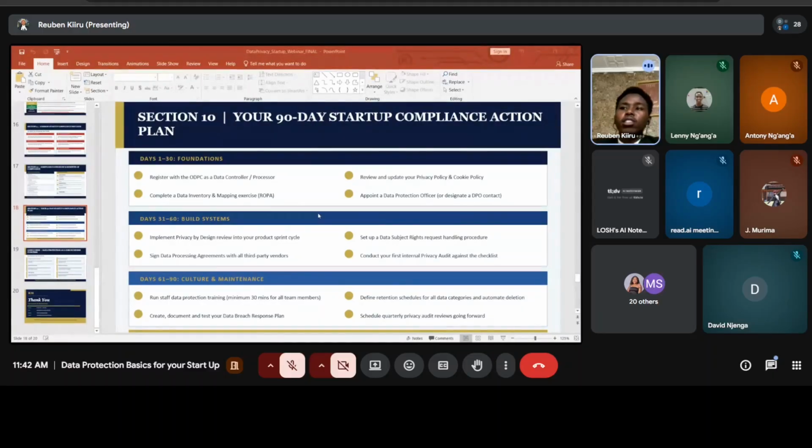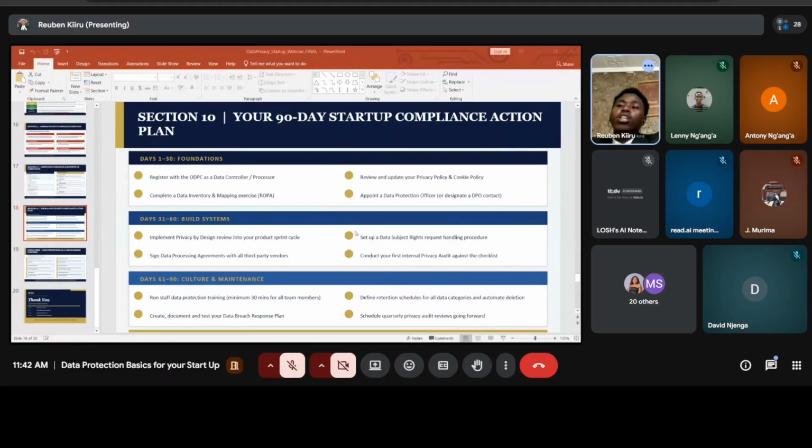Our law firm offers the services of being a data protection officer, where we review your data protection policies, we draft your privacy policies, we ensure that the data collection is following the proper principles, that the users are aware of the rights that they have. Then also build systems, ensure that you have privacy by design systems within your product sprints as you're building.